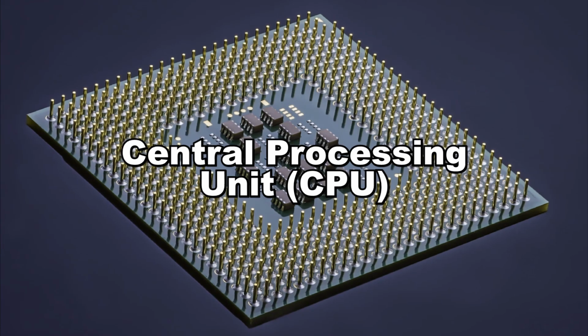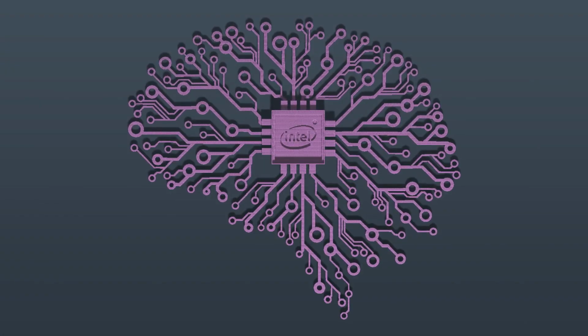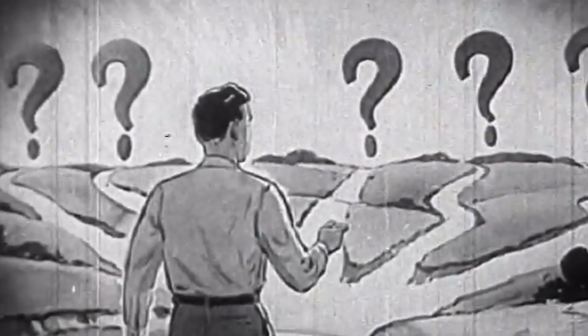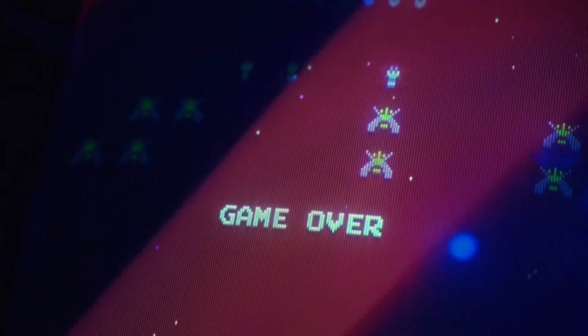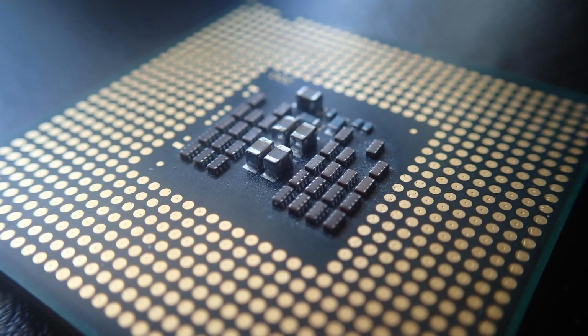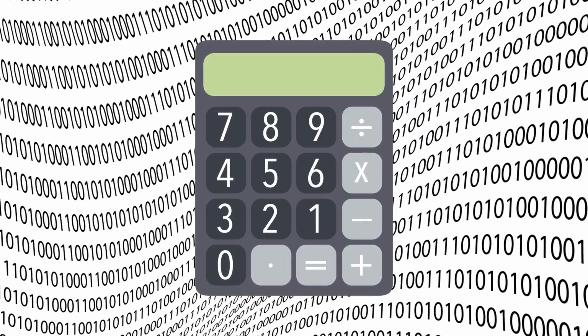First of all, what's even a CPU? A central processing unit is the brain of any computer. It does math, makes decisions, and runs programs by flipping billions of microscopic switches on and off. At its core, it's just a fancy calculator that understands ones and zeros.